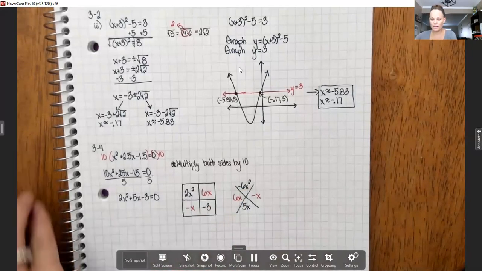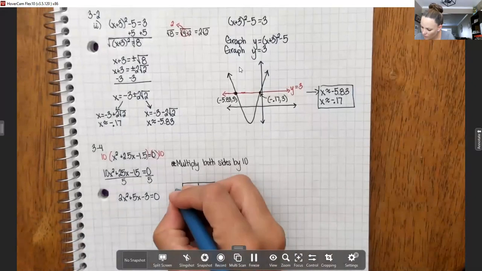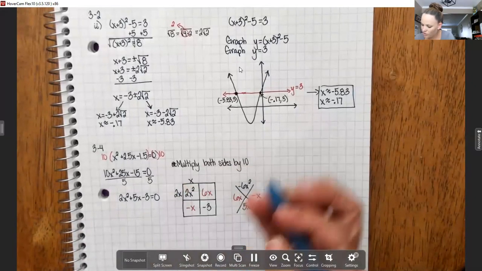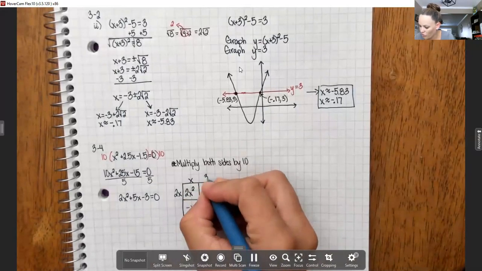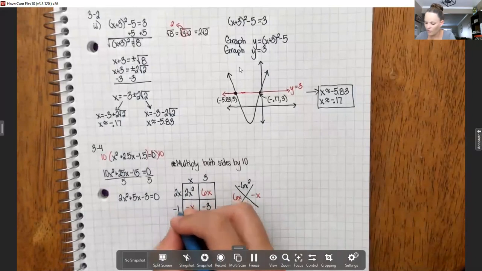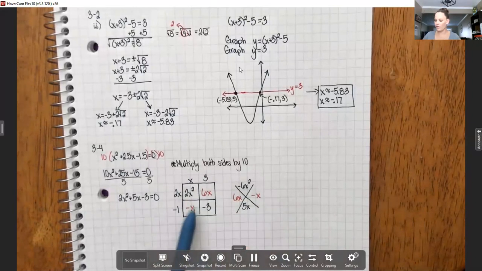2x squared and 6x have a common factor of 2x. 2x times x is 2x squared. 2x times 3 gives us our 6x. And x times negative 1 down here is going to give us negative x. Then you check your last box.